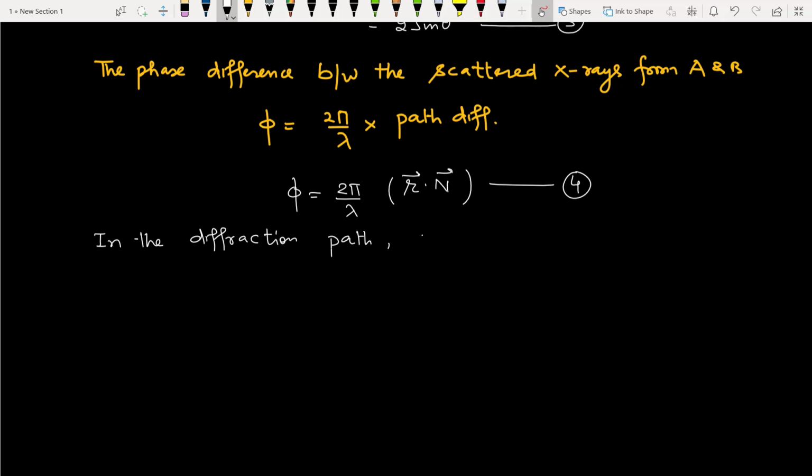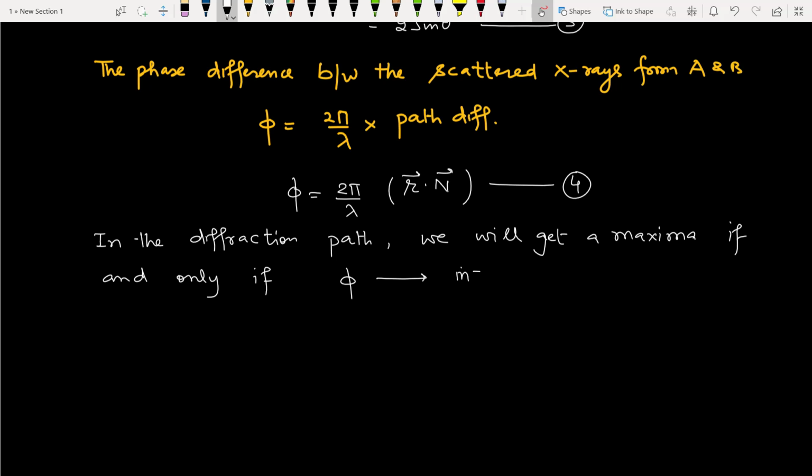We will get a maxima if and only if the phase difference is, as you might have studied in lower classes in the diffraction pattern, maxima will be obtained when the phase difference is an integral multiple of 2 pi. Then the crest falls on crest, trough falls on trough, and we will get a maxima.